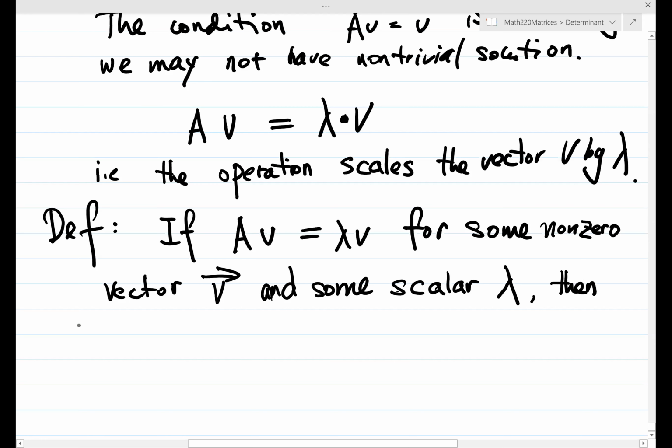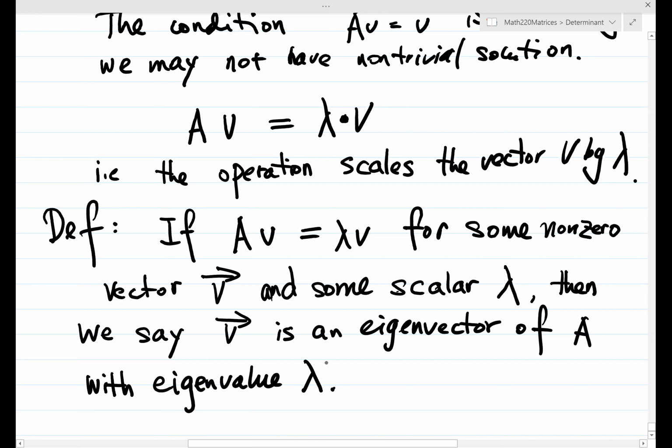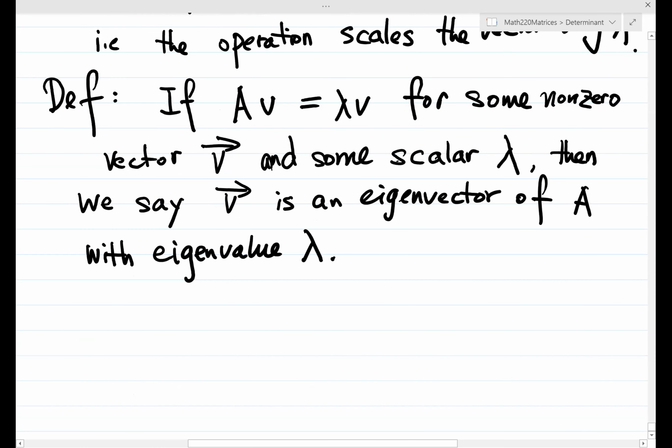Then we say V is an eigenvector of A, with eigenvalue lambda. So lambda is called the eigenvalue. Okay, let's see some examples.